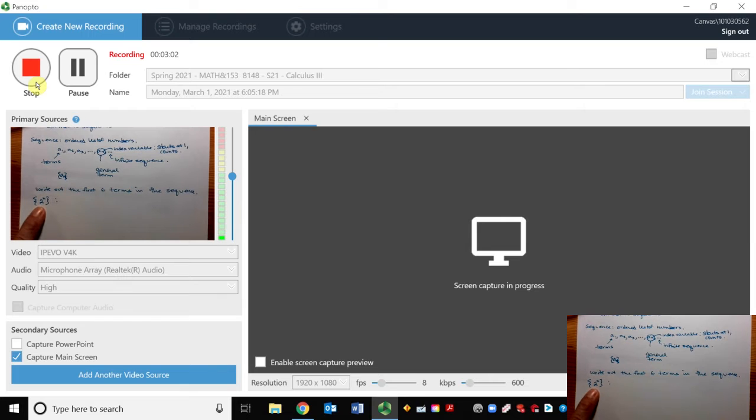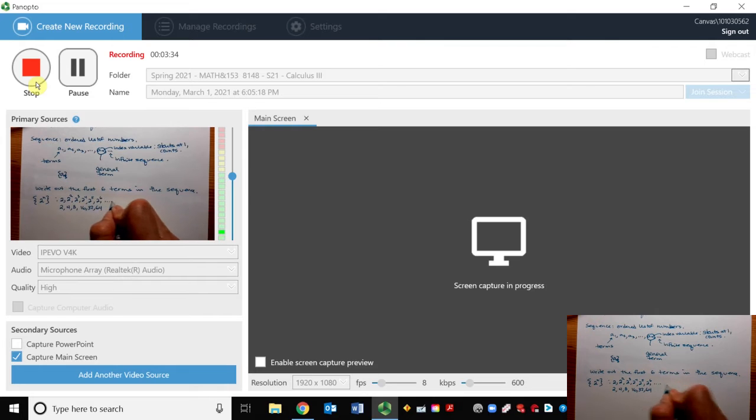So if our general term is 2 to the n, what's the first term? It's going to be 2 to the first. The second term is going to be 2 to the second, and 2 to the third, and 2 to the fourth, and 2 to the fifth, and 2 to the sixth. And of course, we could write out what those are. Now, this sequence could continue on forever.